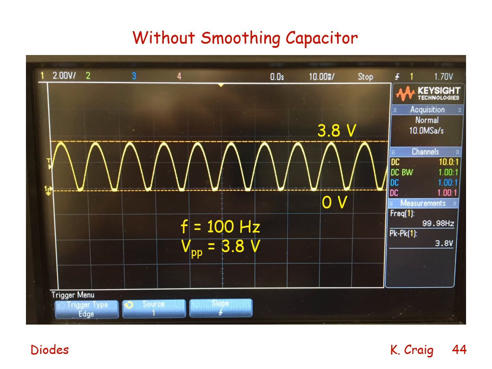This is the output without the smoothing capacitor. We see the frequency is 100 hertz, twice the 50 hertz signal of the sine wave. The peak-to-peak voltage is 3.8 volts, and we see that here in our measurements on the oscilloscope.